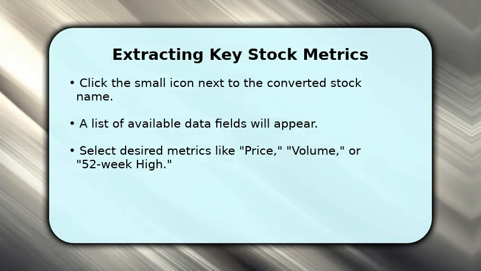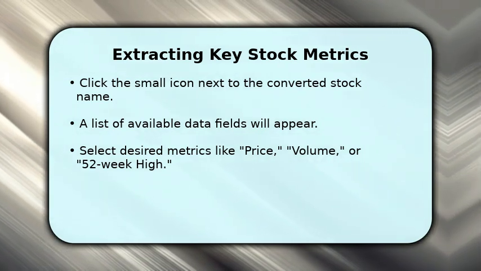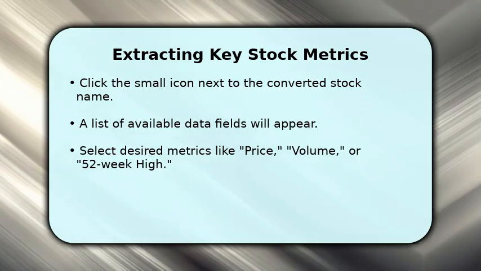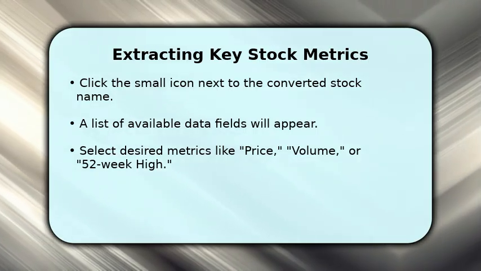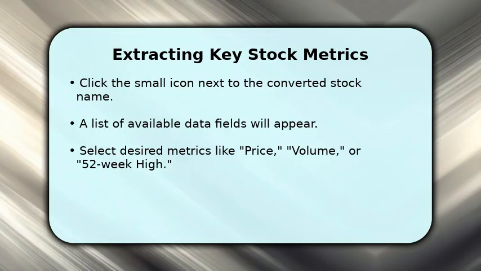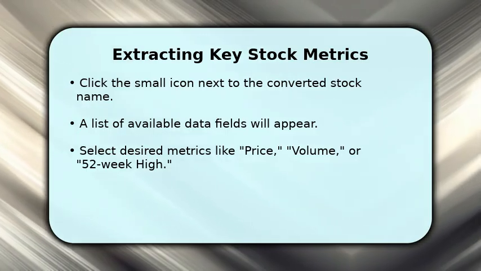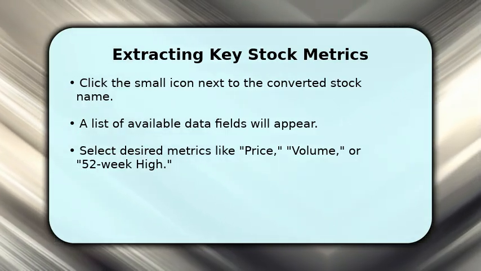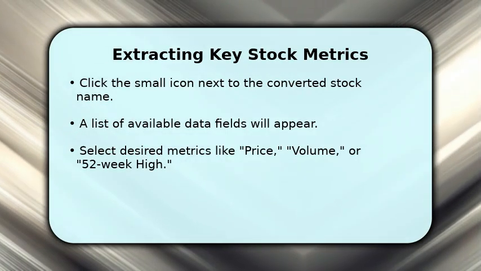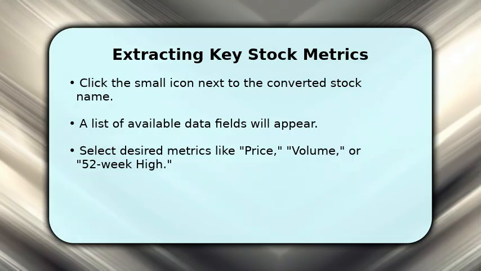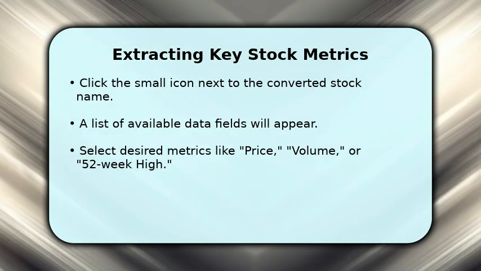Click this icon to reveal a list of available data fields. You can select various metrics such as price, volume, or 52-week high. Excel will automatically populate a new column with the chosen data point. You can add multiple columns to display all the information you need for your analysis.